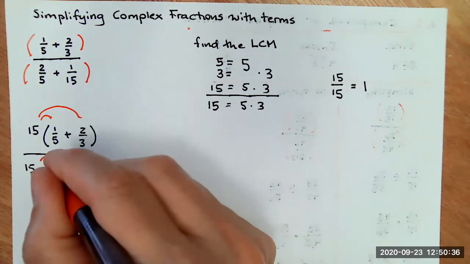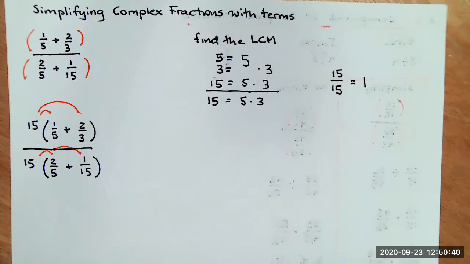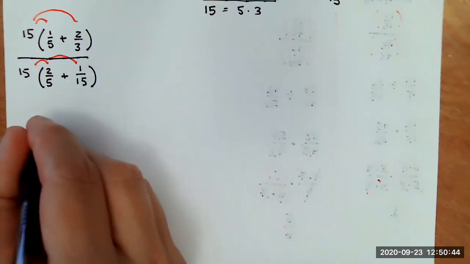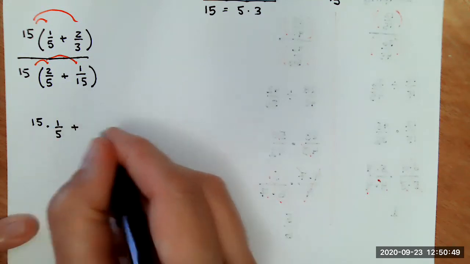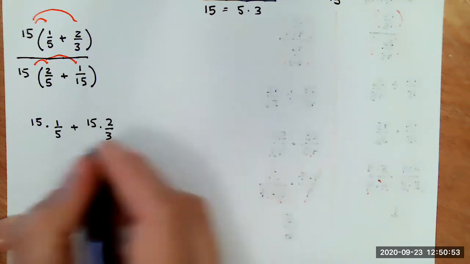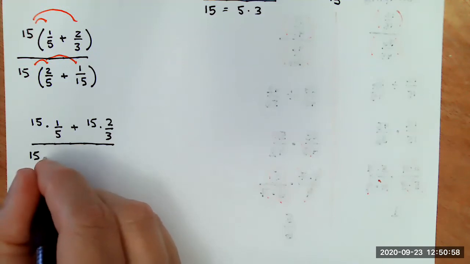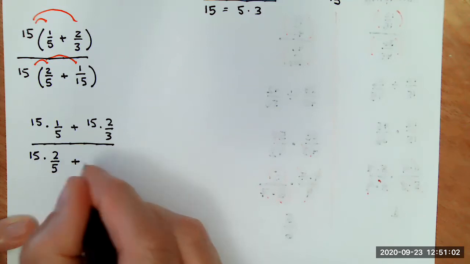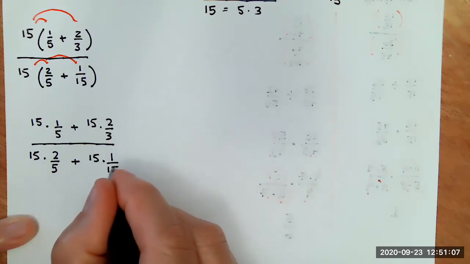I'm going to distribute that 15 so that we get 15 times 1/5 plus 15 times 2/3, 15 times 2/5 plus 15 times 1/15.